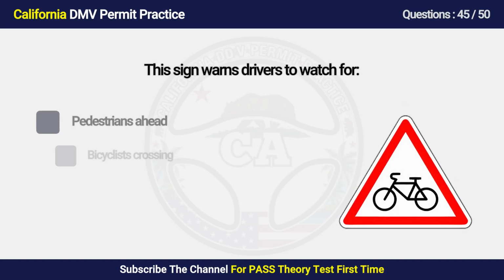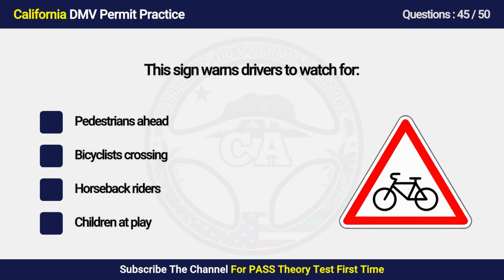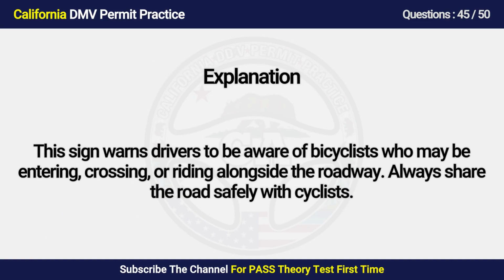Question 45. This sign warns drivers to watch for A. Pedestrians ahead, B. Bicycle crossing, C. Horseback riders, D. Children at play. Answer is B, bicycle crossing. This sign warns drivers to be aware of bicyclists who may be entering, crossing, or riding alongside the roadway. Always share the road safely with cyclists.